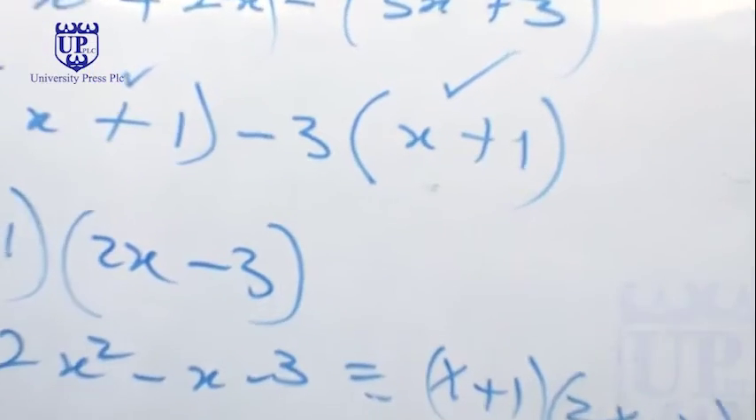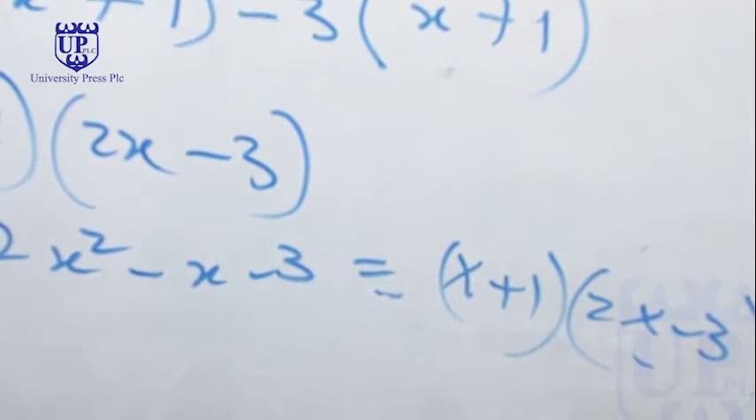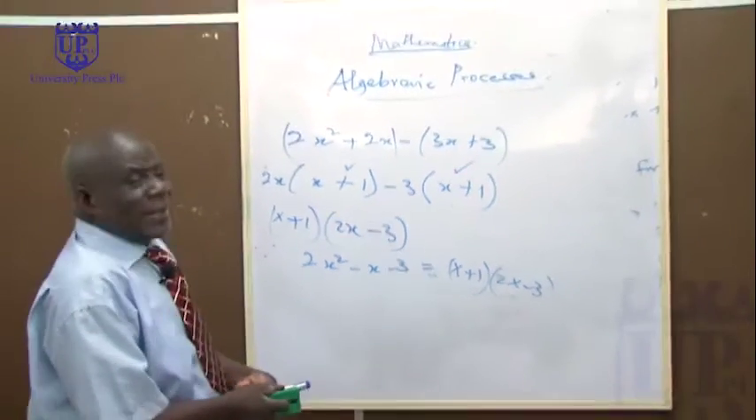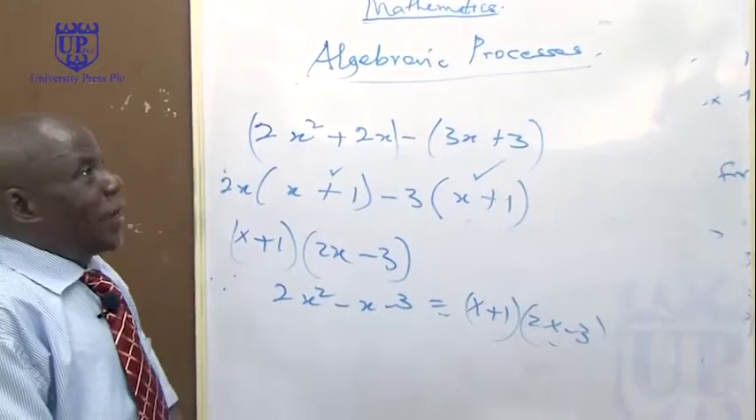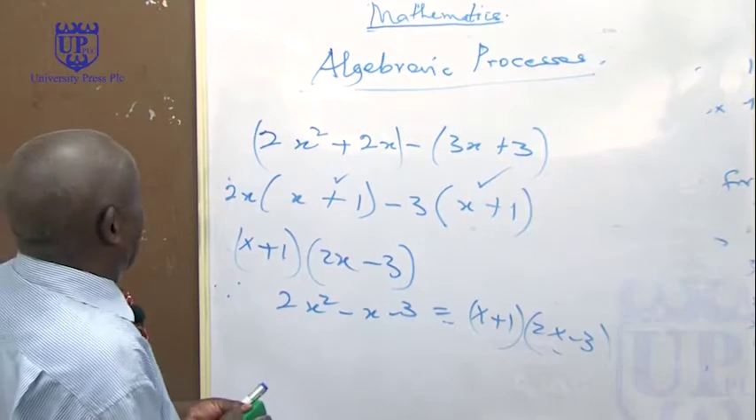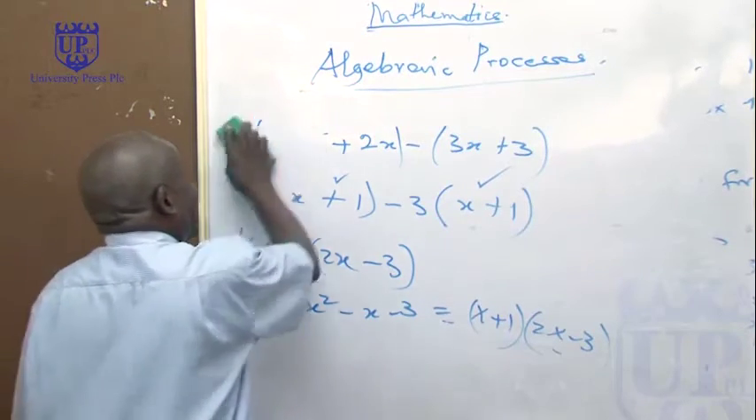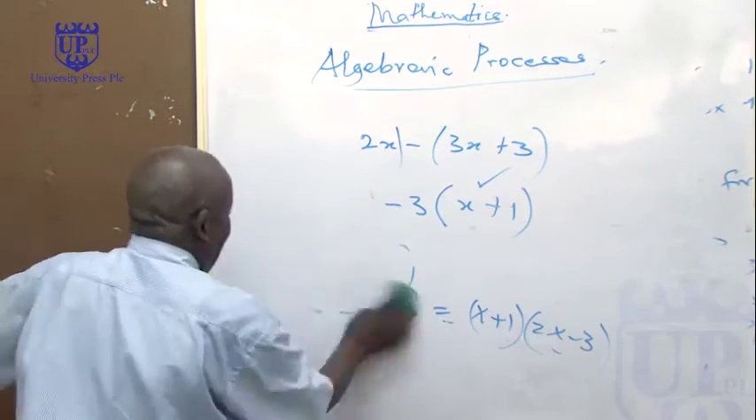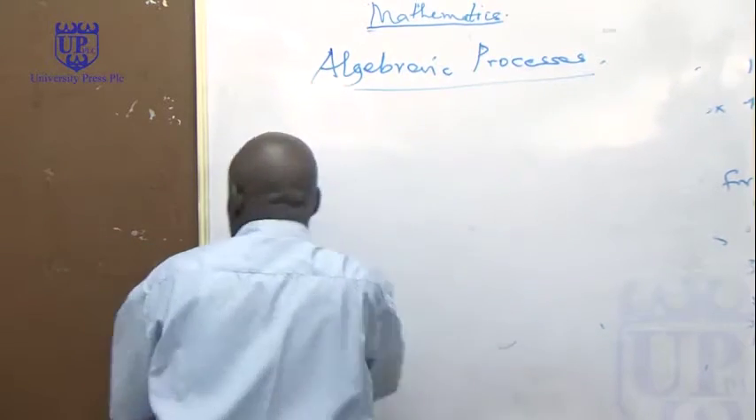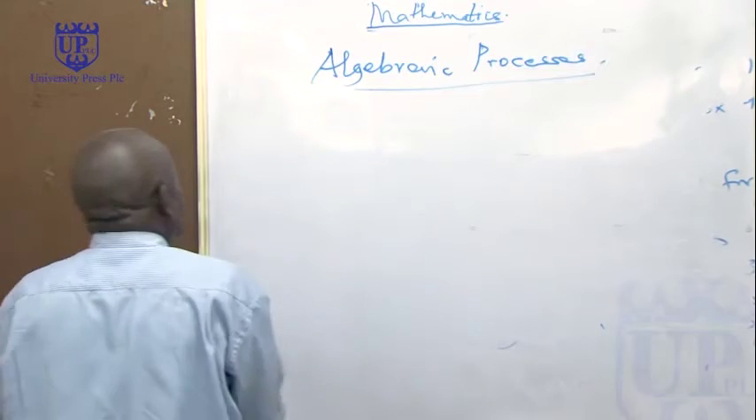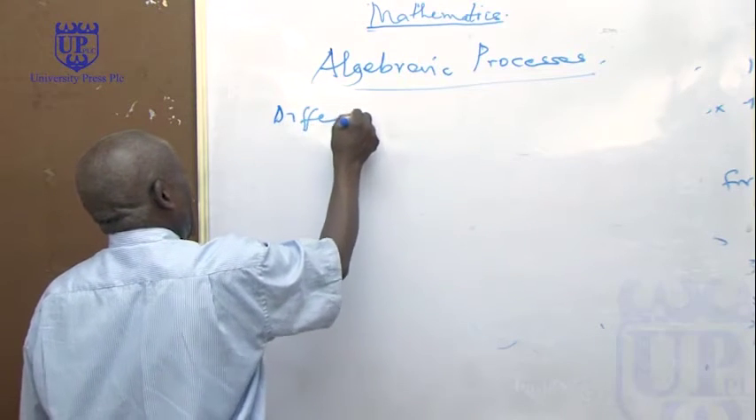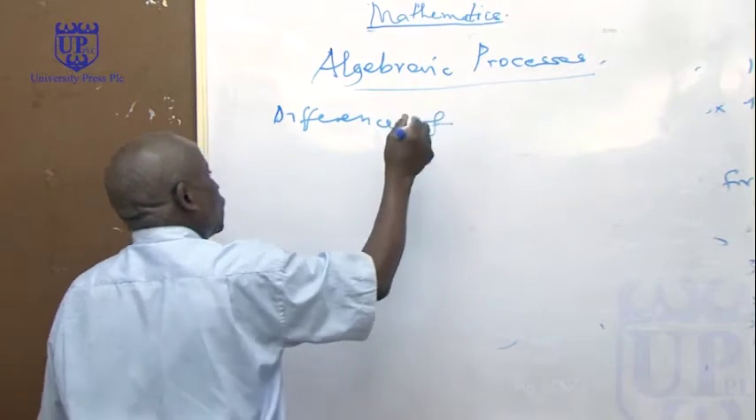Now, we are still on factorization. The other method is completing the square method. As for completing the square method, then let's look at difference of two squares. Difference of two squares.